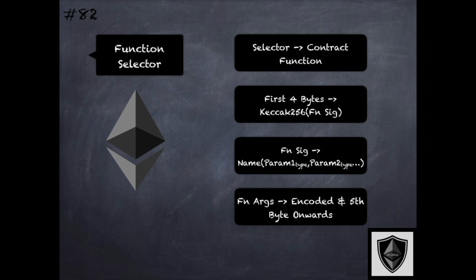Besides the function selector, we have the function arguments that are also part of the transaction data, like we just discussed, and these are encoded as well, and these immediately follow the 4 bytes of function selector. So these function arguments start from the 5th byte onwards and go on depending on the number of arguments that the particular function needs.